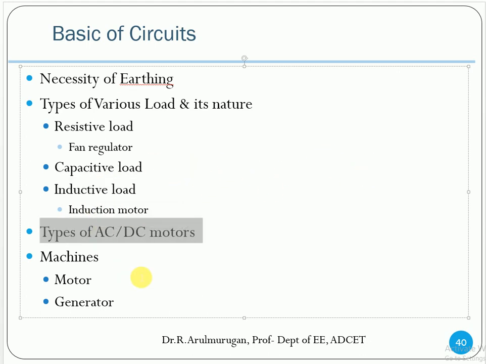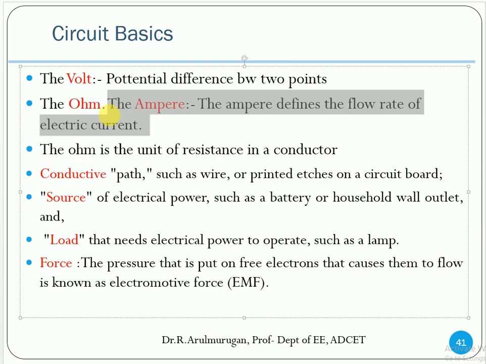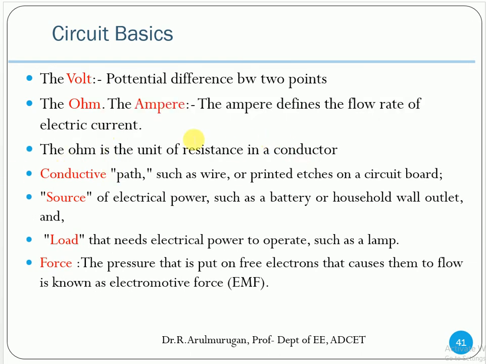Then next is the motor: AC motor and DC motor. Machines generally are classified as motor and generator. And some more basics. What is a volt? The potential difference between two points. Phase and neutral is a potential difference. You measure the voltage and the current. Current is also called amperes, amps. When the circuit is closed, the amps flow.